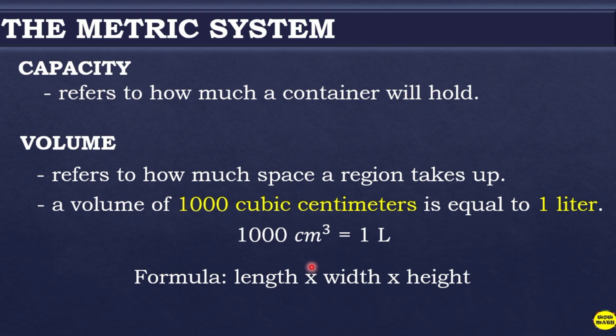Ito po yung symbol niya. For every 1,000 cubic centimeters, that is equivalent to 1 liter. Okay? Kagaya ng pool, volume yon. Halimbawa, container o yung mga vase na pa-square, volume. Aquarium, volume yon. Kasi meron na siyang length, width, at height. So, capacity, ito yung kapag bote, baso, yung mga ganun po.